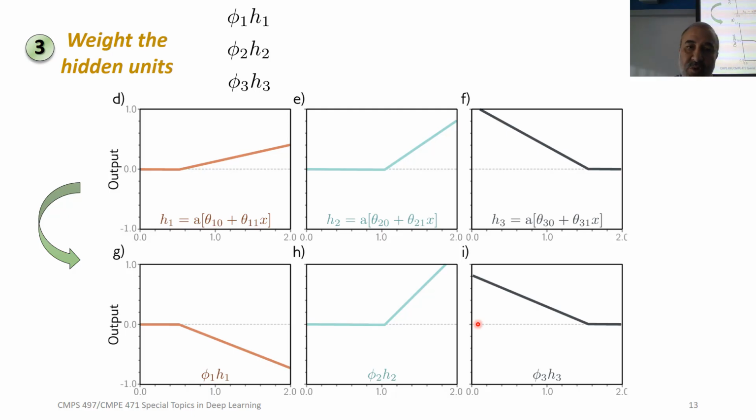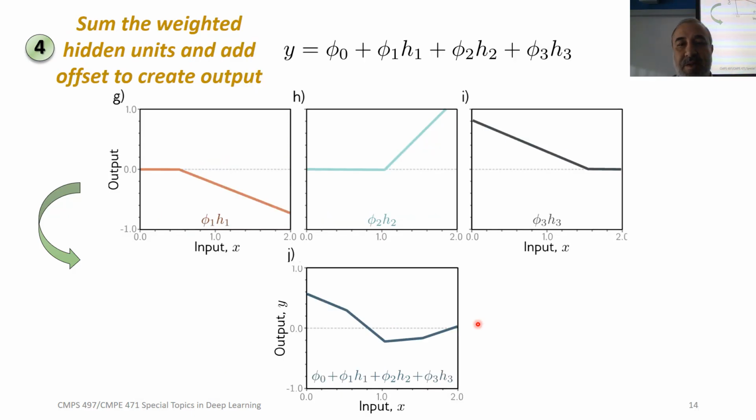Let me show you the example here. For these three, forget about phi 0 now. We are just adding phi 1 h1 plus phi 2 h2 plus phi 3 h3. These values are already scaled; this is phi 1 h1 after scaling. Now we are just adding these three. When we add them, in every region marked with the joints, we will add the slopes.